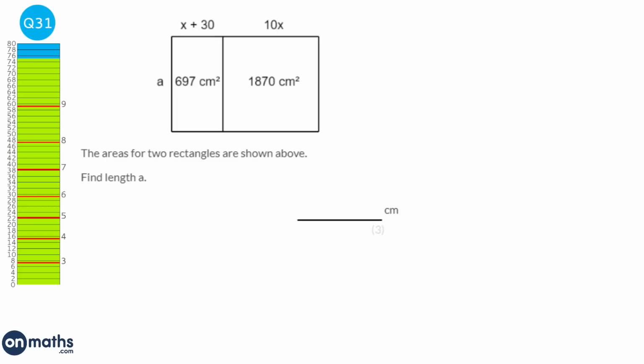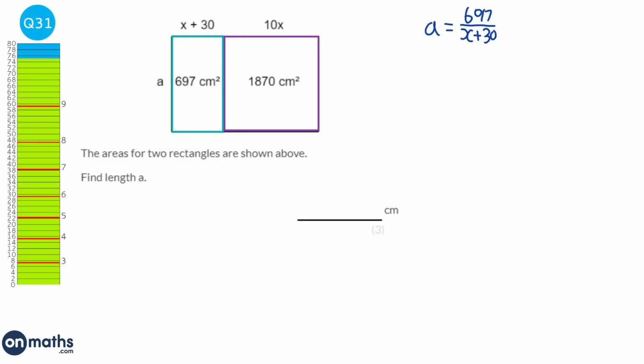I'm going to first of all just focus on this rectangle here. And we know that to find the area of a rectangle, you multiply the 2 lengths. And when you've multiplied them for this rectangle, we get 697. But let's write down what A is equal to. A will be equal to the area, which is 697, divided by the length at the top, which is x plus 30. Now let's focus on the other rectangle.